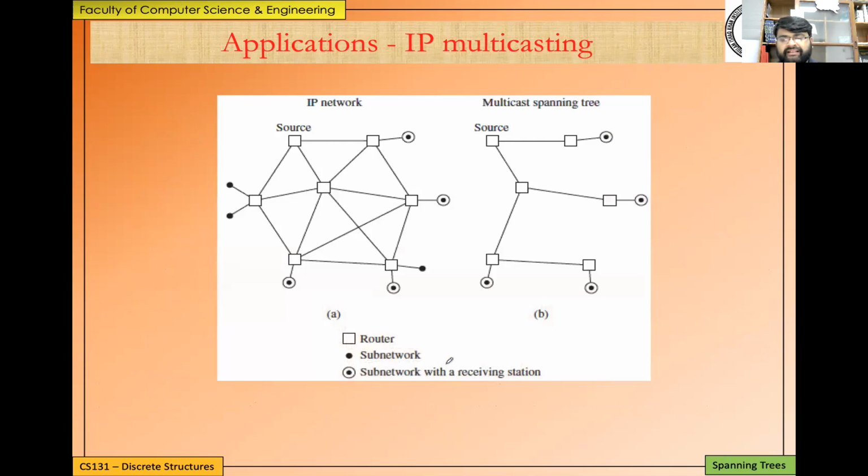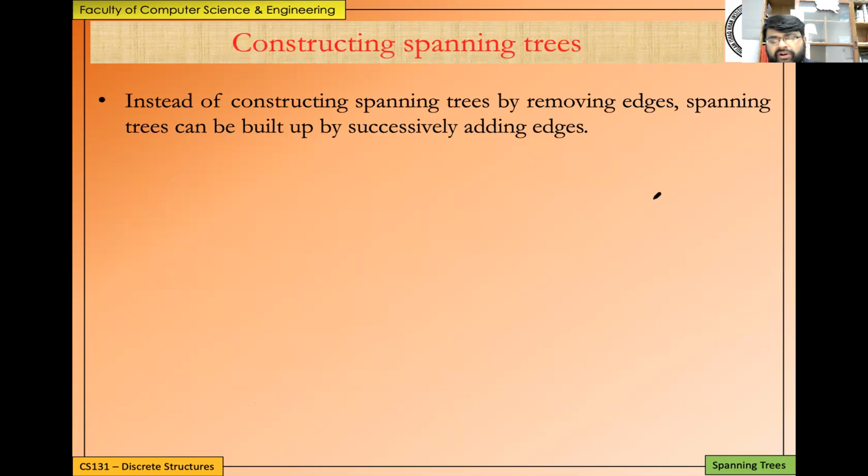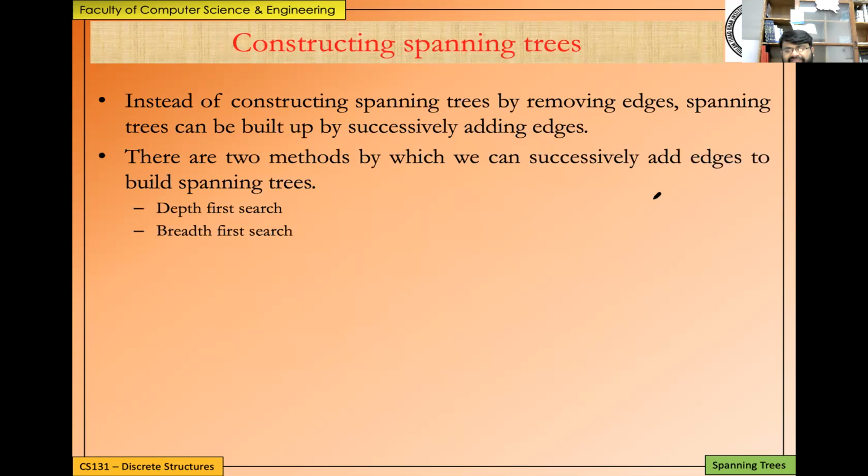And this is how it looks. This is the original IP network, and if you convert it to a multicast spanning tree, this is the final result. So how do you construct spanning trees? Well, instead of constructing spanning trees by removing edges, spanning trees can be built up by successively adding edges. This is kind of the difference between the top down and the bottom up approach. In one approach, you can start from the top and go down, and in the other way, you can start from the bottom and move up. So basically this is done by successively adding edges to the spanning tree and moving on.